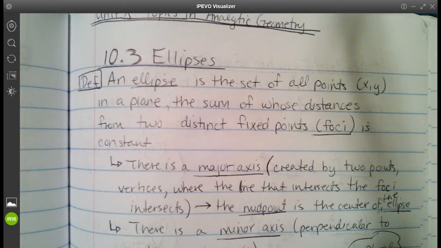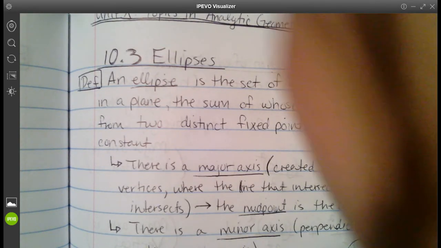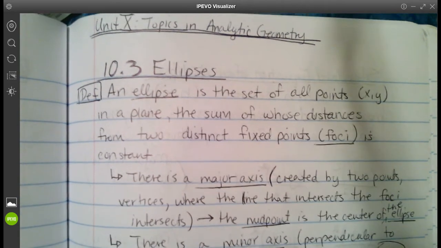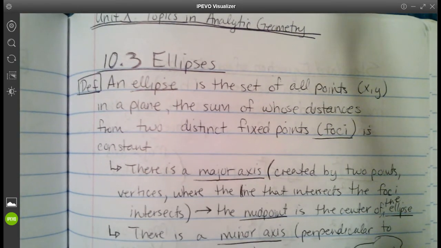In this video, we're going to go ahead and cover section 10.3, ellipses. This is still part of unit 10, topics in analytic geometry. So let's go ahead and get started.